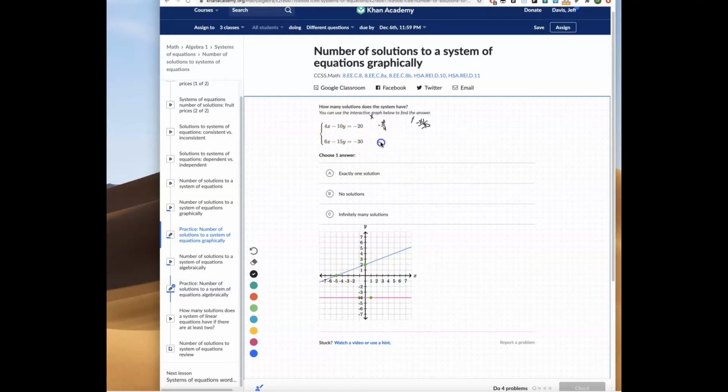Do the same thing down here. So I got negative 30 divided by the number in front of the x. That's your x-intercept, so that's 5. And then negative 30 divided by the number in front of the y.